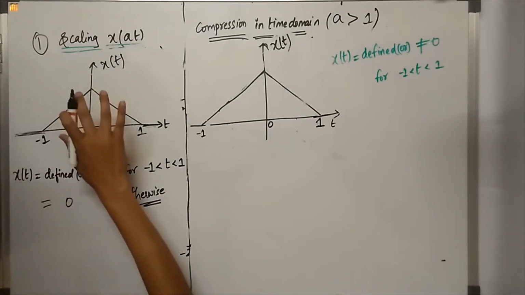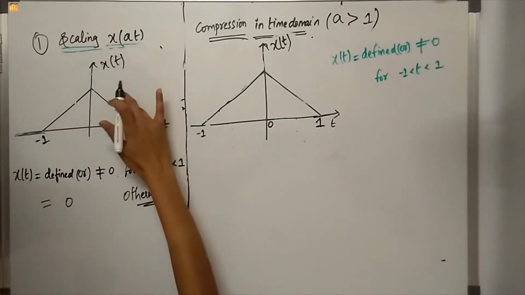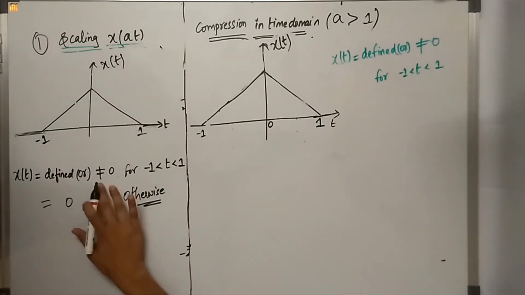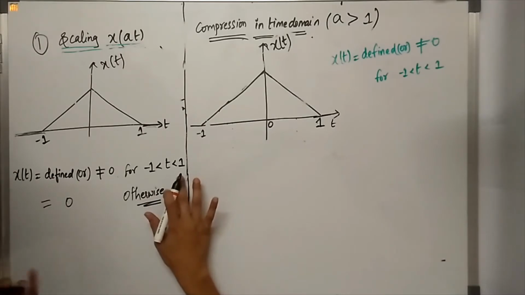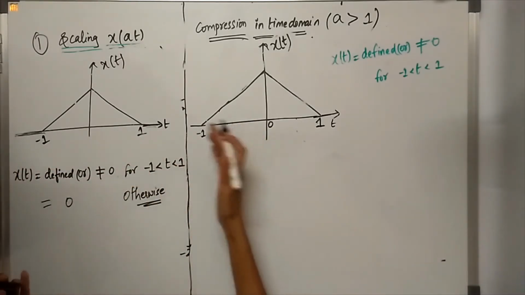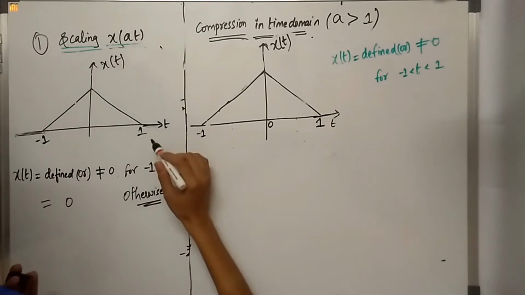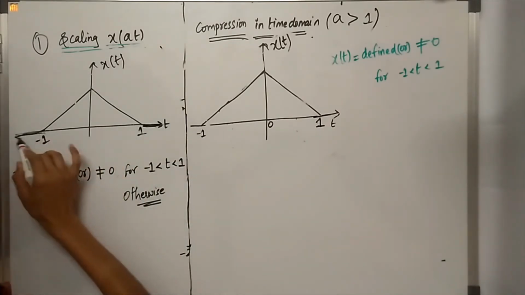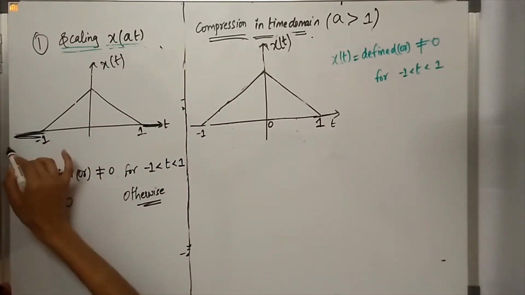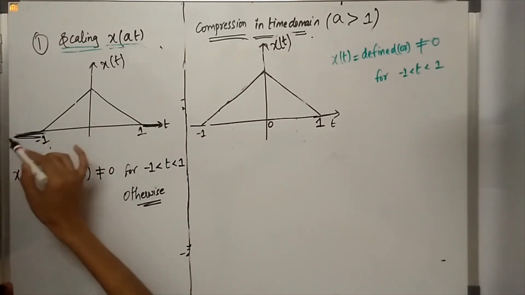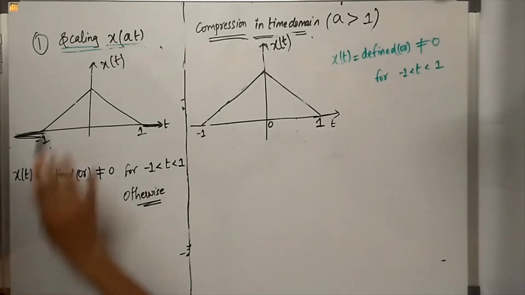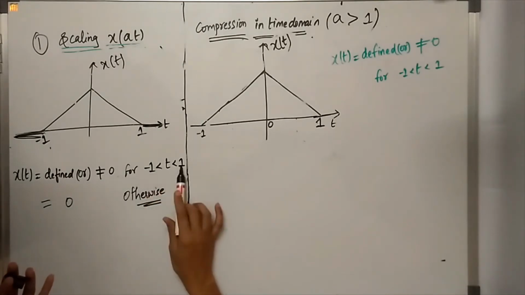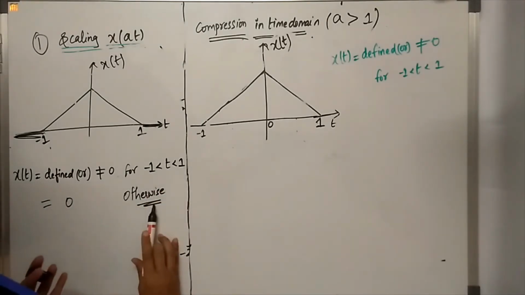I'm not writing a mathematical expression for the increasing slope and decreasing slope. I'm just writing x of t as defined, or not equal to 0, for t greater than minus 1 and less than 1, and for the rest of the values of t, x of t equals 0. Why? Because for t greater than 1, x of t is 0. For t less than minus 1, when t is varying from minus infinity to minus 1, x of t is 0. So I define x of t as not equal to 0 for t greater than minus 1 and less than 1, and equal to 0 otherwise.